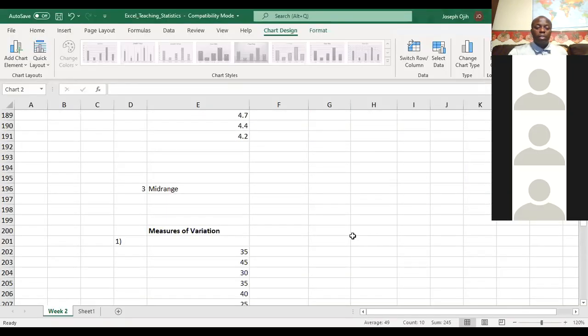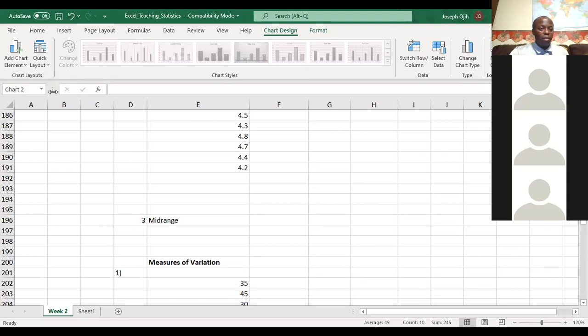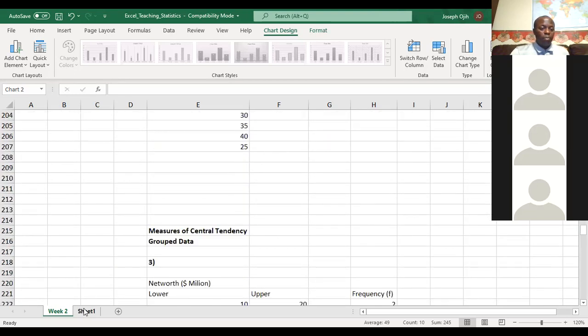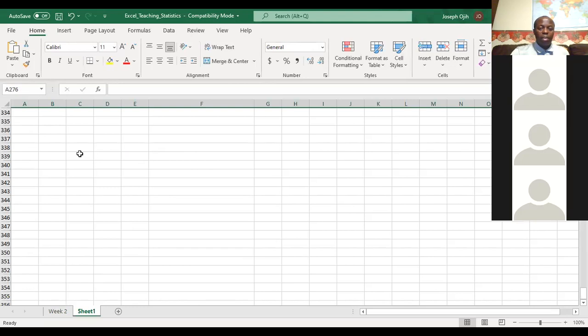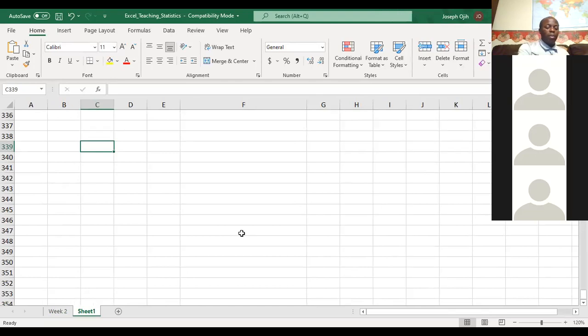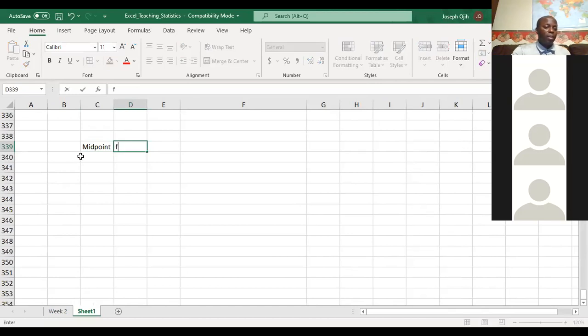So we have put this on. This thing is just blocking the whole space, so I'm going to move it from here. I can put this on the second sheet. Okay, let me put it right here and make this a little bit bigger. This is the midpoint right here, and this is the frequency. So I have 86.5.